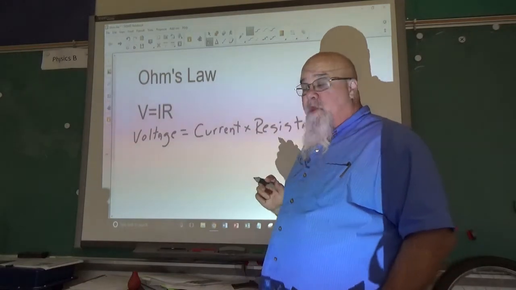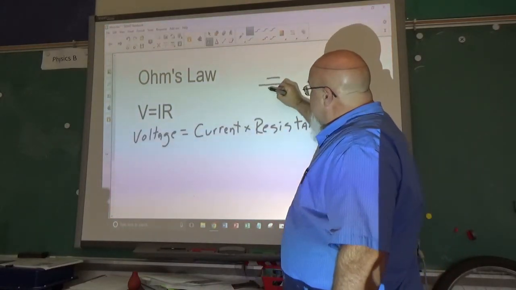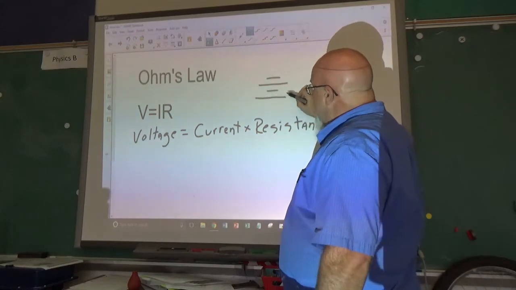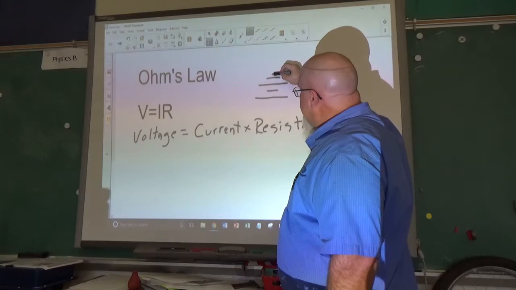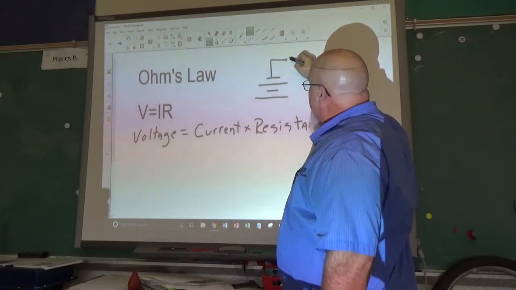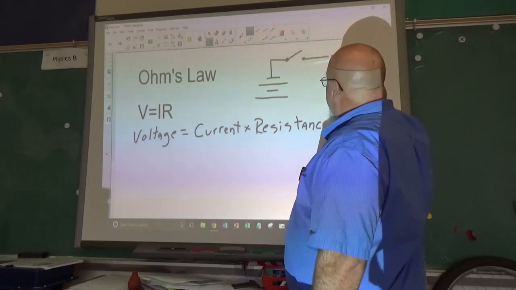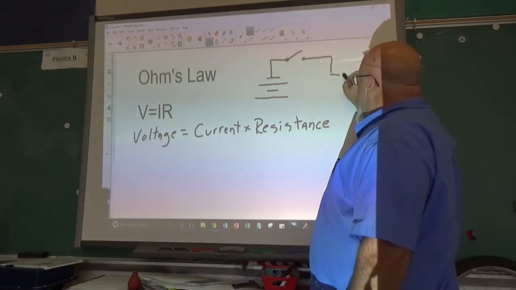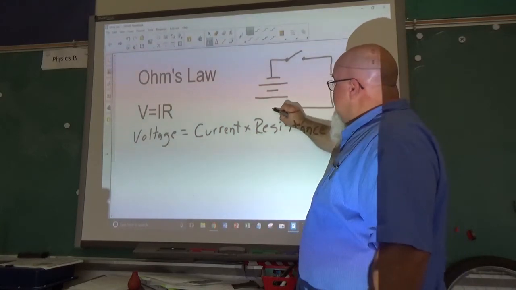Now, a while ago, we made a very simple circuit. Actually, a couple of them. But we took a battery, which was our supply of voltage. We ran it through a switch, just because we wanted to be clever. And we ran that to a light bulb. And it comes back to the battery.